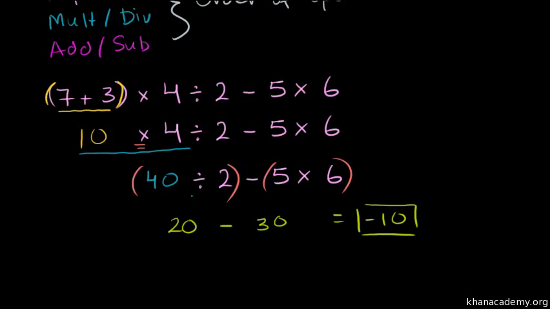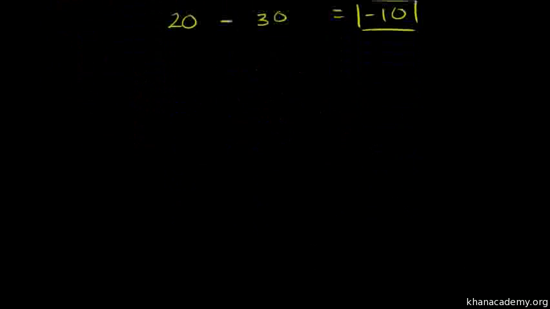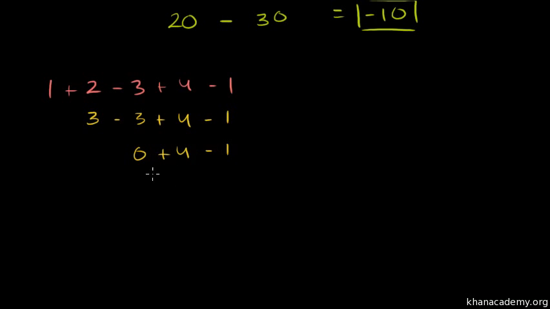So I want to make something very clear. If you have things at the same level, so if you have 1 plus 2 minus 3 plus 4 minus 1, addition and subtraction are all at the same level in order of operations. You should go left to right. So you should interpret this as 1 plus 2 is 3, so this is the same thing as 3 minus 3 plus 4 minus 1. Then you do 3 minus 3 is 0 plus 4 minus 1, or this is the same thing as 4 minus 1, which is the same thing as 3. You just go left to right.